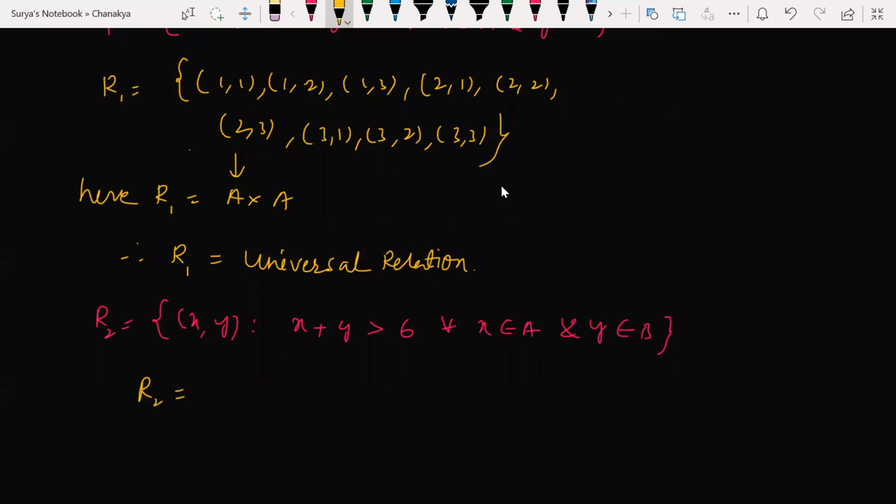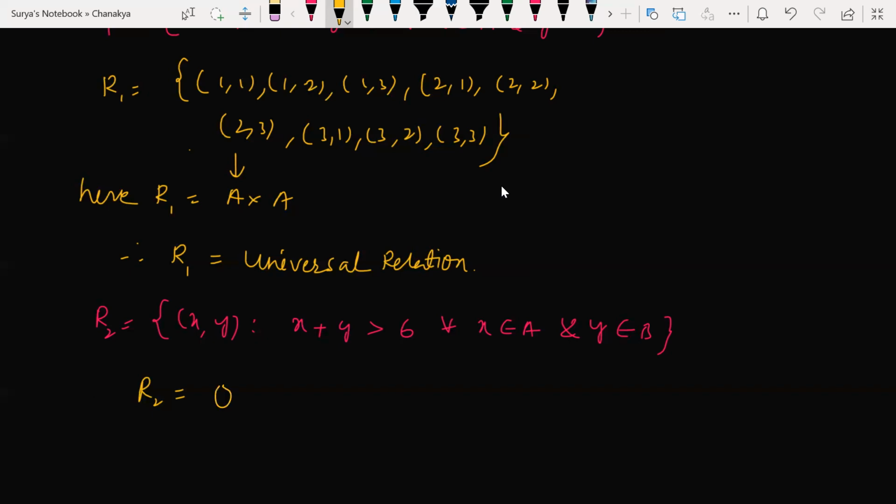Is there any ordered pair you are getting where the summation of X and Y coordinates is greater than 6? Is there any ordered pair you are getting? Check it. Yes, sir, that is an empty relation, beta.